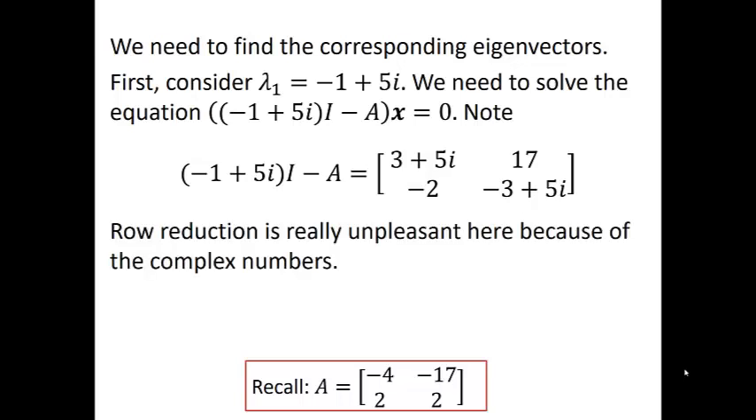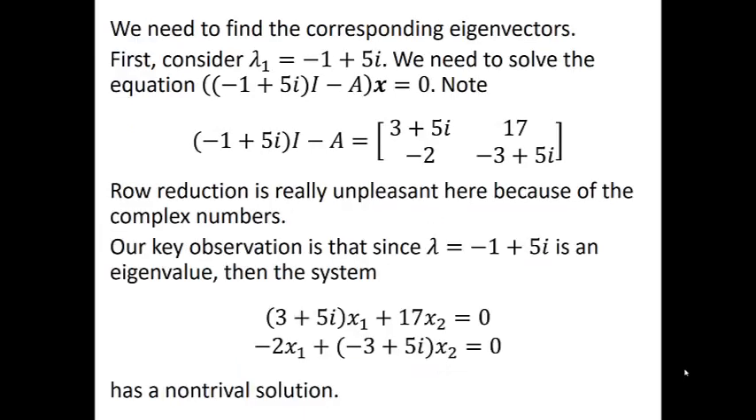Now, the row reduction here is really unpleasant because of these complex numbers. So we want to come up with a different way to go about solving this system. The key observation is that since our lambda, -1 plus 5i, is an eigenvalue, then the system that we get, (lambda I minus A) x equals 0, is guaranteed to have a non-trivial solution. All right, so I'm going to take this system to another slide to have a little more room to work.